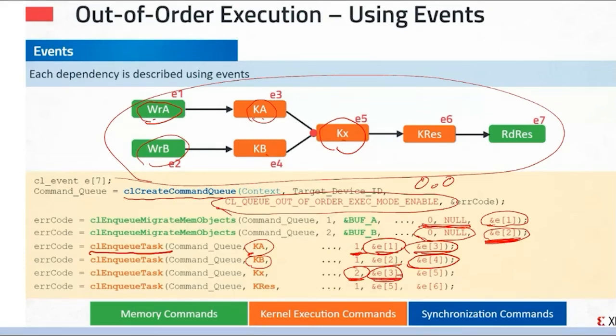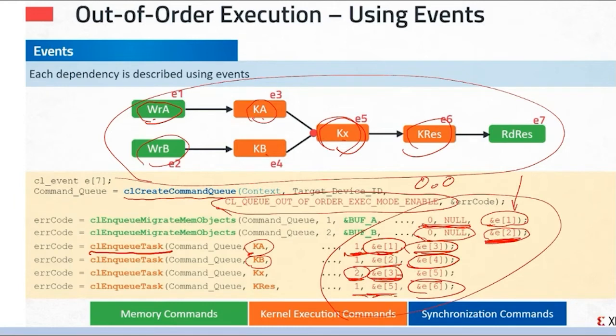Okay, and then the result kernel, K result, depends on the KX complete. So it depends on event 5 and generates event 6. So we use the Lab3 argument to specify all the data buffer and kernel execution dependencies using the event list. That's the way of doing out-of-order execution.